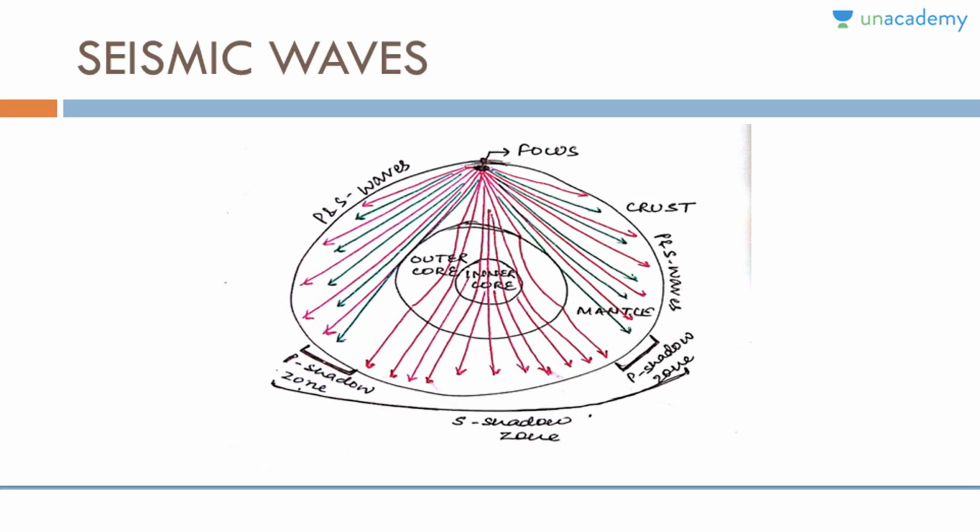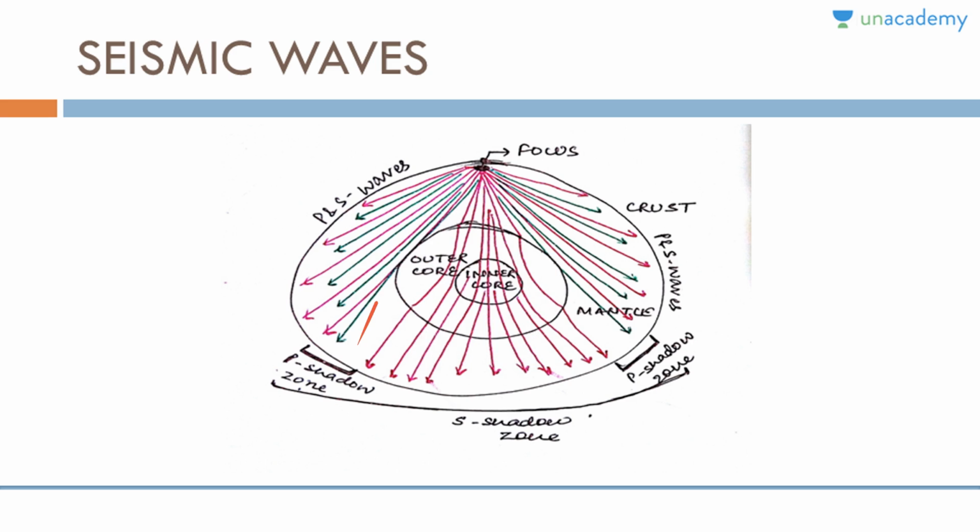In this figure you may see how a particular wave travels inside the earth crust. You may see the P waves, which are depicted by the pink lines, that travel through the outer core, which is in liquid state. And the S waves, which do not travel through the outer core, are depicted by the green lines.